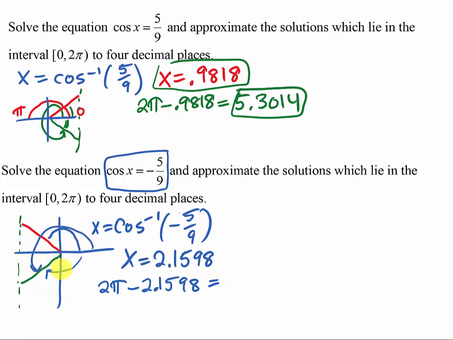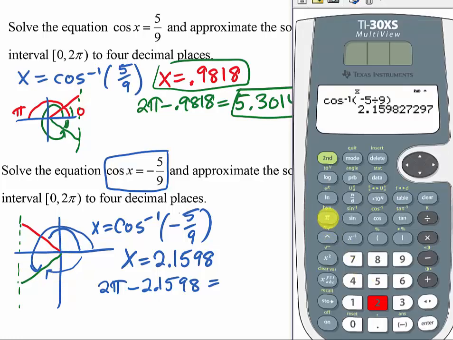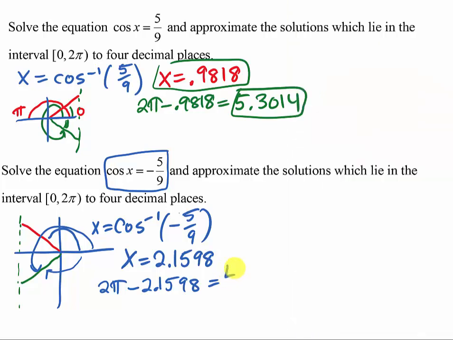So let's go ahead and do that. So 2 pi minus, and I already had that other value in the calculator, so I can use answer there, and I get 4.1234. So 4.1234, and that is my second answer.